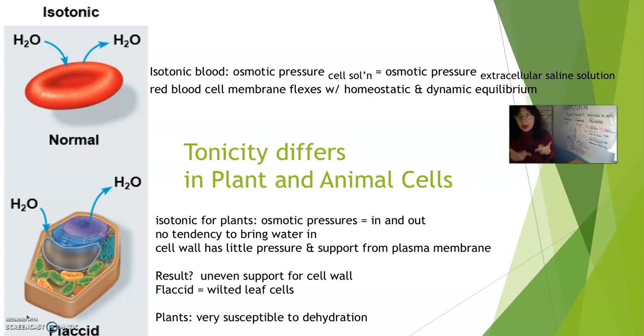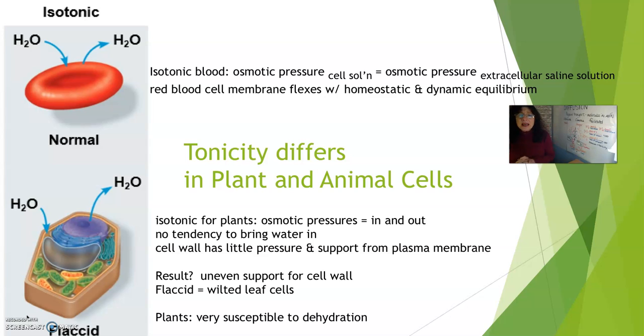And this goes back to the vocabulary that we were talking about. Tonicity is hypertonic, hypotonic, isotonic. So let's talk about animal cells up top and plant cells on the bottom, and the differences in how tonicity impacts these two types of cells. So in an animal cell up top, that could be a red blood cell.